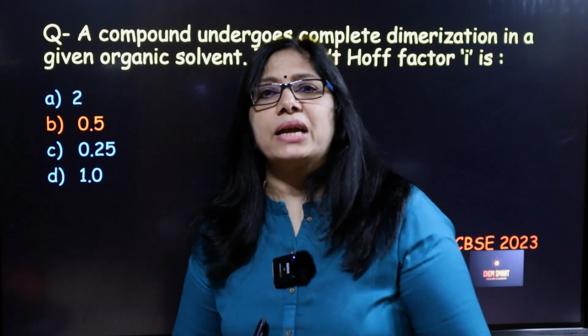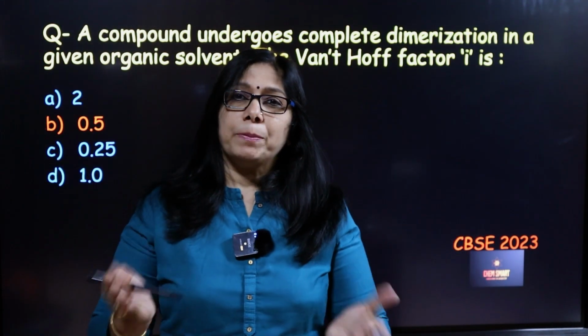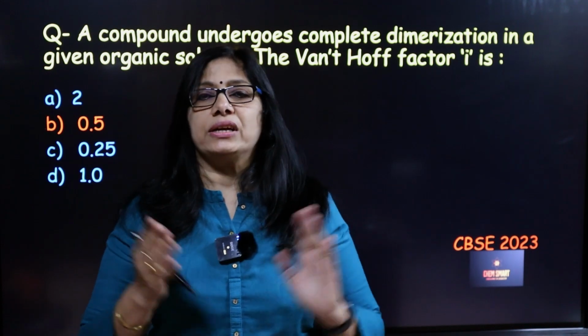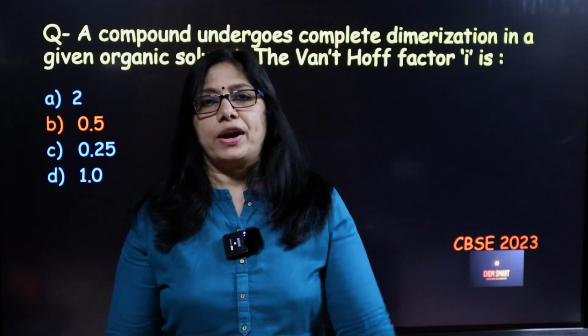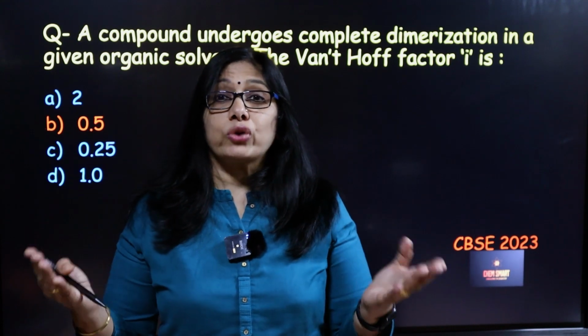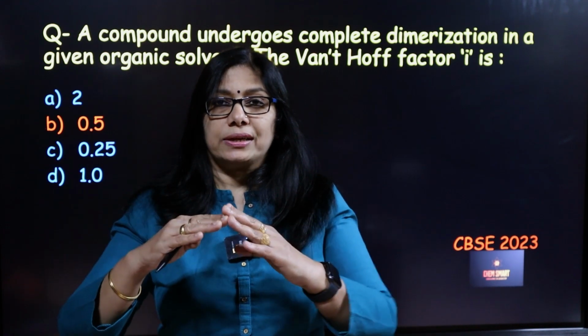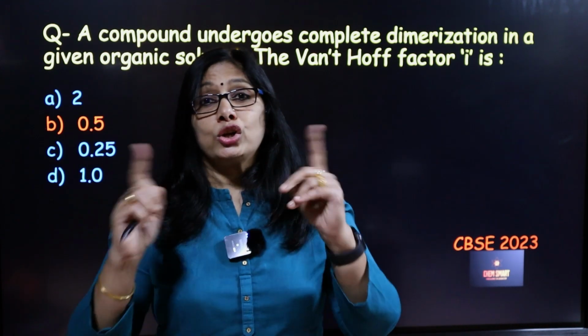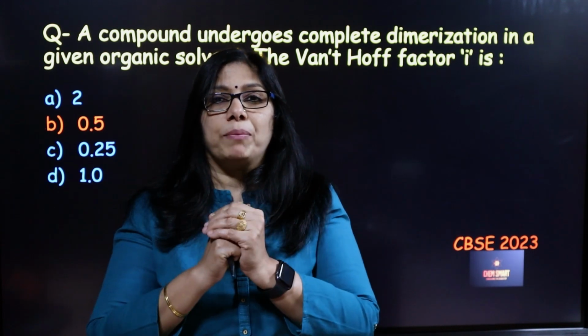What do you mean by dimerization? Di means 2. Dimer means 2 units. So in dimerization, 2 units become 1. That is, solute particles will undergo association in such a way that 2 solute particles will combine to form 1.